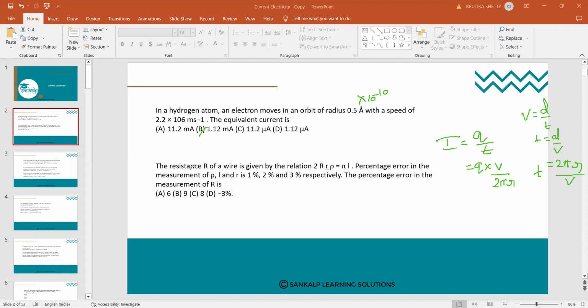Now I want to tell you about a small error. Whoever has not simplified, simplify the first one. The resistance R, this is also option B. See, the resistance R of a wire is given by the relation R is equal to rho into L divided by pi R square. This is the relation they have given here.